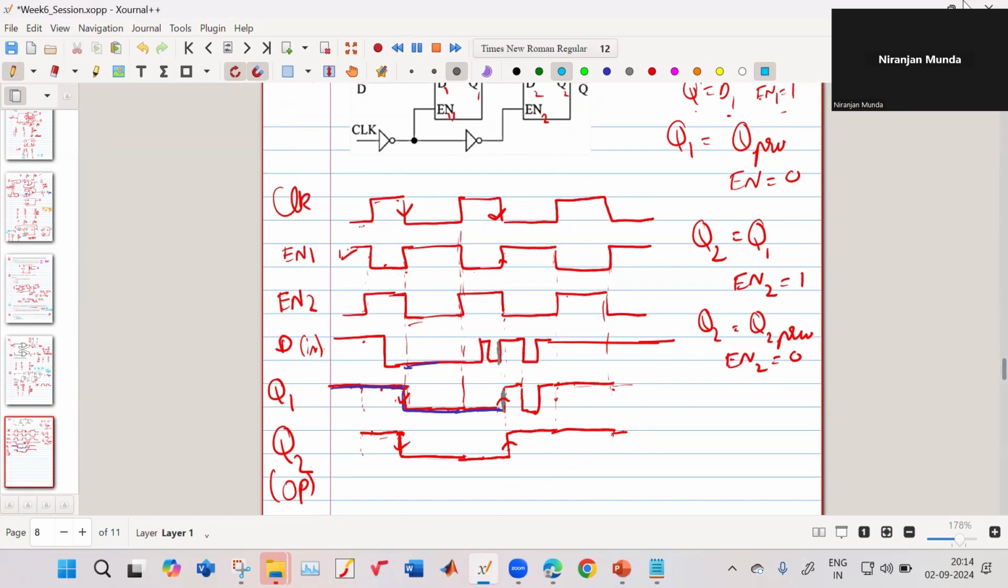So in this way, only at the falling edge is the output changing its value. Effectively, this is your input and this is your output, but it is only changing at the negative edge of your clock. That is why it is a negative edge triggered D flip-flop.